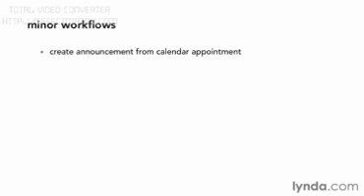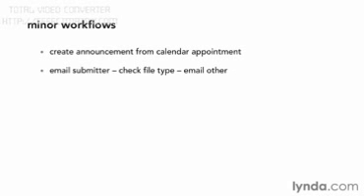Now the minor workflows. First, a workflow that creates an item in one list based on values in the current list. In this case, when you create a new calendar appointment, you can have a workflow create an announcement for you. Second, a workflow that emails the submitter, similar to our reusable workflow, but then takes a look at the file type of the item that was submitted and takes some further action based on that file type.